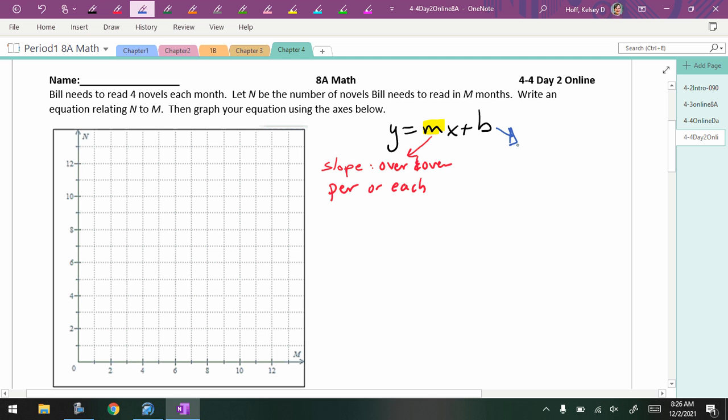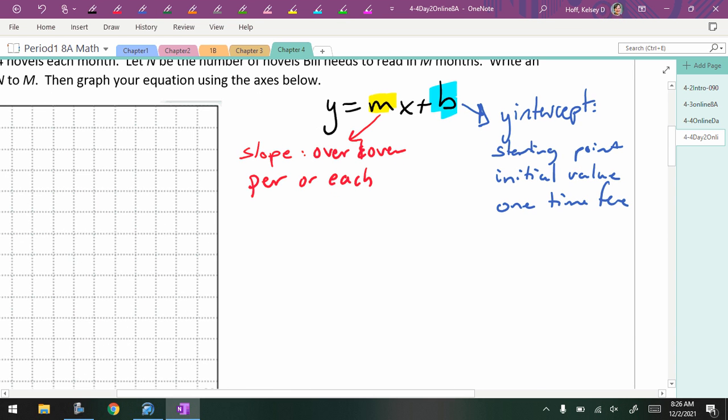B is your y-intercept. Nicely done. And your y-intercept is your starting point. Your initial value, or a one-time fee. Okay? Your y-intercept is a starting point, an initial value, or a one-time fee.